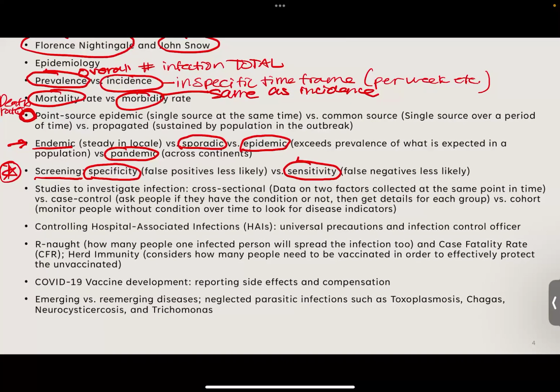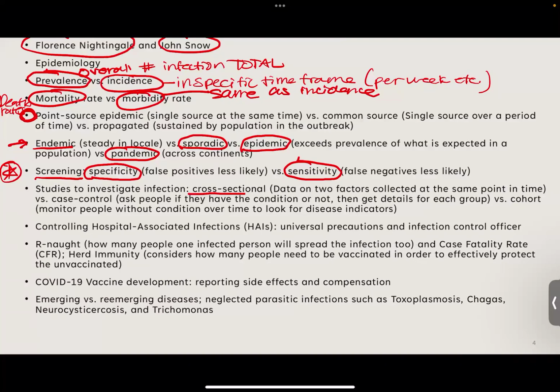All right. These studies, cross-sectional, you're literally just taking a cross-section at one point in time. This is the defining feature of it.